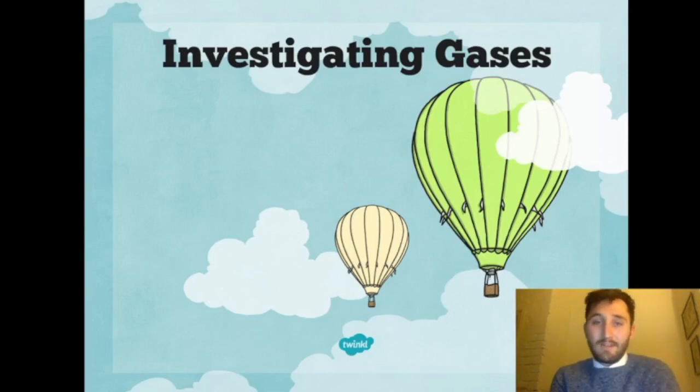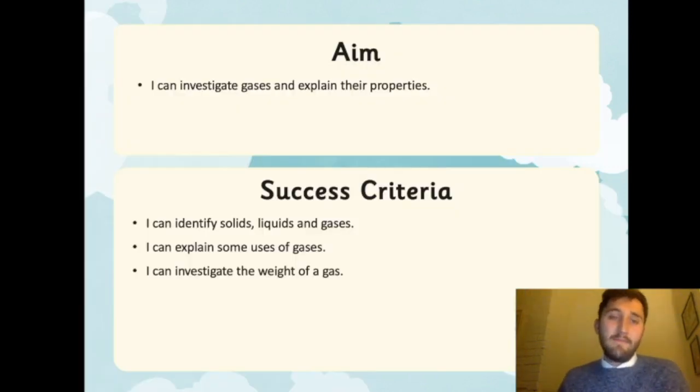So examples of our gases, that's oxygen, things that we breathe in, and usually gases we can't actually see them, so it'll be quite interesting to investigate them today. Now our aim is I want you to investigate the gases and explain their properties. Success criteria, I want you to identify the solids, liquids and gases, explain some uses of gases, and maybe even for some children to investigate the weight of a gas.